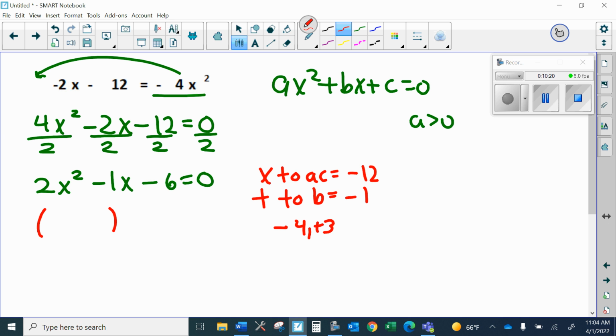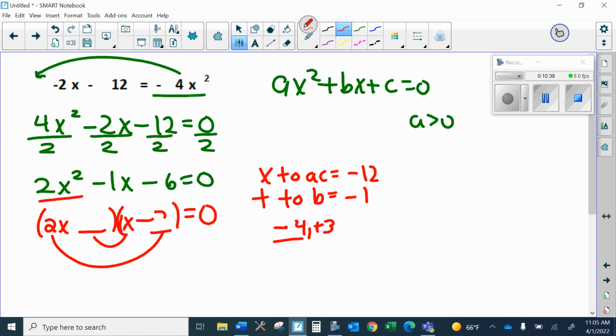Now, nice and easy here. Why? Because there's only one thing that multiplies to 2x squared. That's 2x and x. So I don't even have to come up with any other possibilities. Nice and easy. Draw my two smiley faces. 2 is the larger number, so I'm going to start with that. 2 times what gives me the -4? -2 does. So then that's taken care of. What gives me the 3? 1 times +3 gives me the 3. Now that's taken care of.